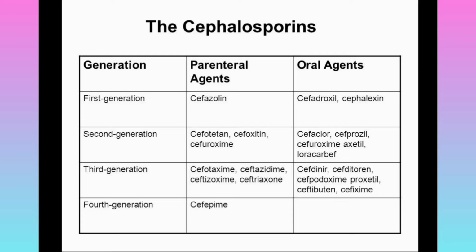Then among third generation drugs, those taken parenterally, IM or IV, we have cefotaxime, ceftazidime, ceftizoxime, and ceftriaxone. Those taken orally, we have cefdinir, cefditoren, and drugs like cefixime, cefprozil, and others. Then among the fourth generation drugs, we have only one drug, that is cefepime, and it is taken parenterally.